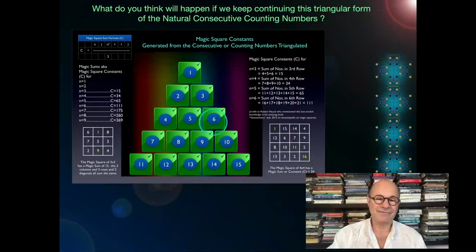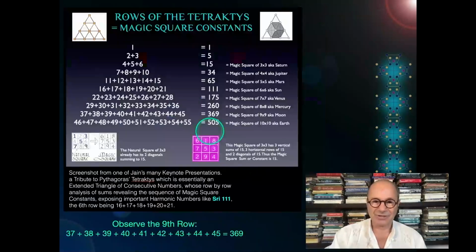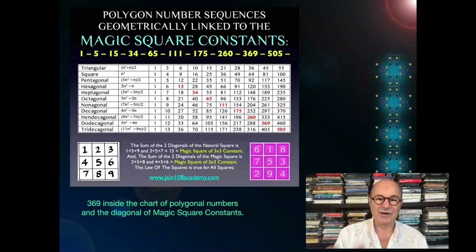Something I really love is that if we take natural counting numbers like 1, 2, 3, 4, 5, 6, it works out that if we look at the 9th row, which I have over here, 37 plus 38, this is just natural consecutive counting orders. It all adds up to 369. So what I'm trying to show you is the diversity of how 369 appears.